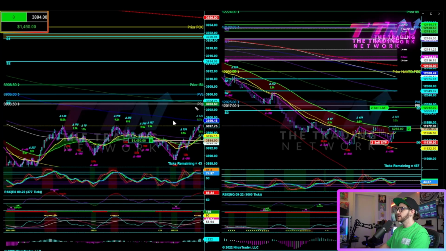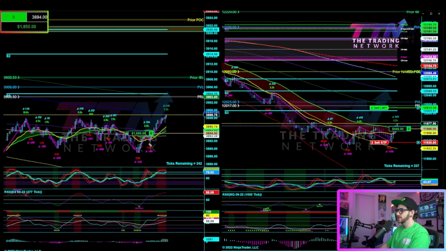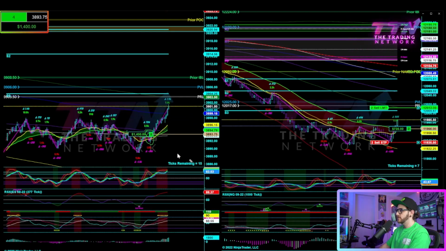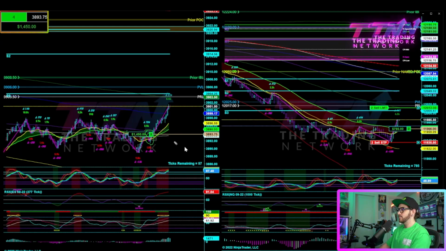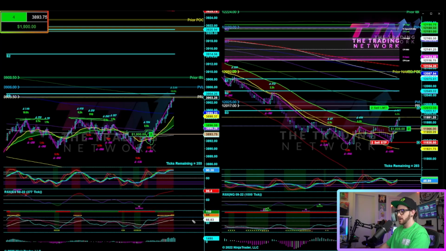So this is pretty short and sweet here. You can see that I entered for 8 contracts here on ES. We've got the higher low on the 377 tick as well. And price starts to rip up, especially once we run these stops above this prior high.